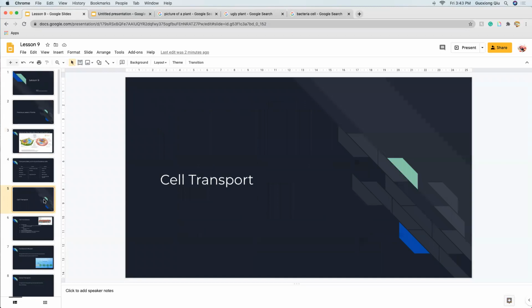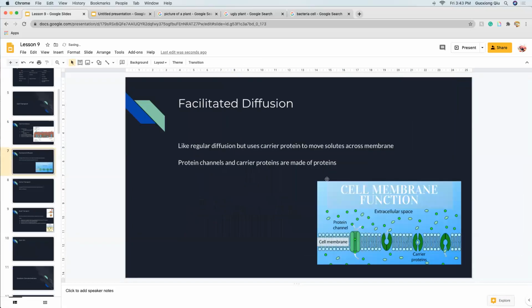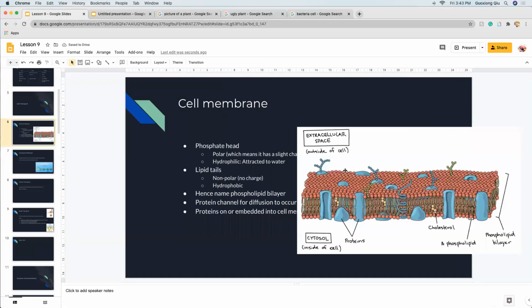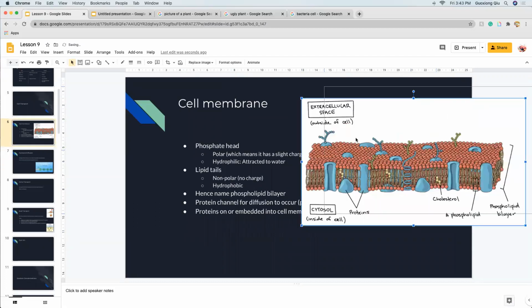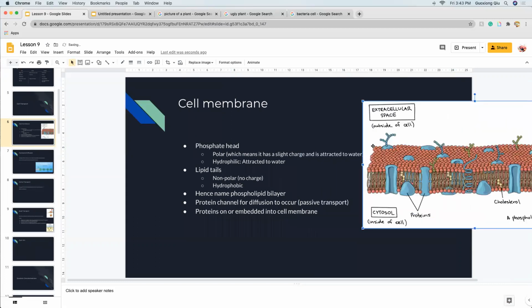All right, moving on. Cell transport. The cell membrane, we talked about this before. So the cell membrane, we refer to it as a phospholipid bilayer. In the cell membrane, they have a phosphate head, which is these circle thingies. And the phosphate heads, on the cell membrane, are polar, which just means they have a slight charge. They might be slightly positive or negative charge.